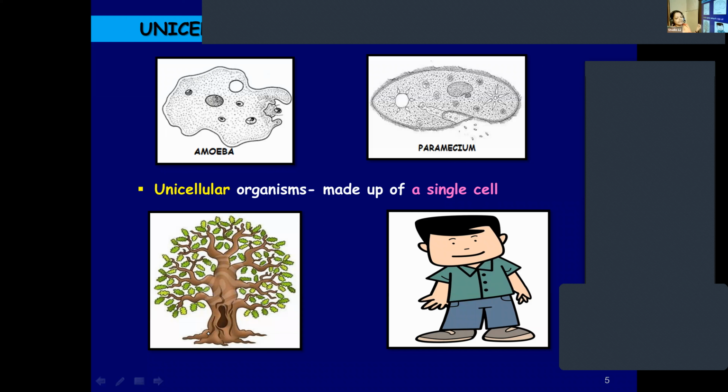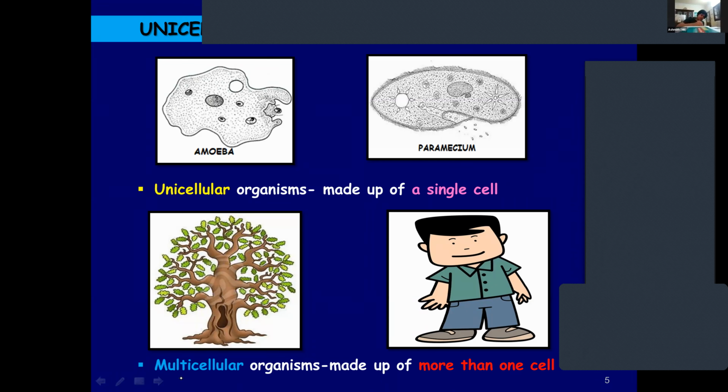Just representatives have been given. There are so many multicellular organisms as well as unicellular organisms, but 2 examples have been given here. These are made up of more than one cell, or you can say organisms made up of many cells. They are made up of two or more cells. But when they are made up of just a single cell, you call them unicellular organisms. Any doubt? Shall I proceed? You have already learned this last year. Yes, ma'am.